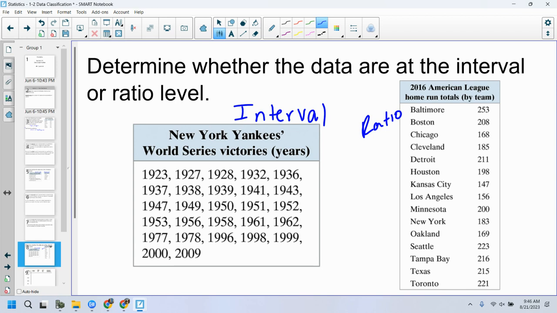I could also think about expressing one as a multiple of the other. I could still consider this interval level, like these American League home runs. It has some properties of the interval level where I can say Boston had 40 more home runs than Chicago, right? That makes sense. Differences between the two still make sense, but multiples of one to the next also make sense.